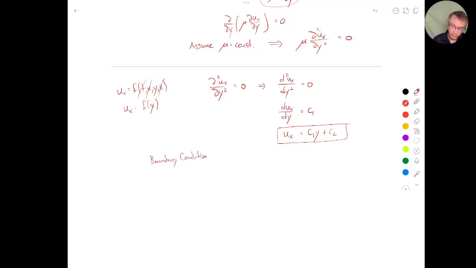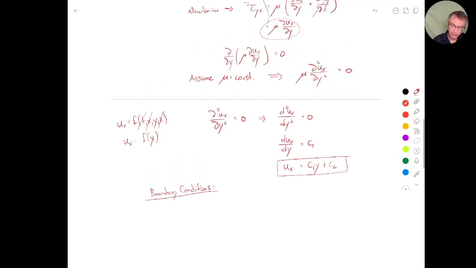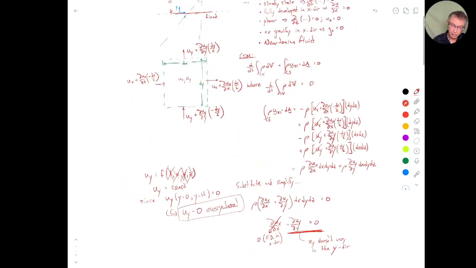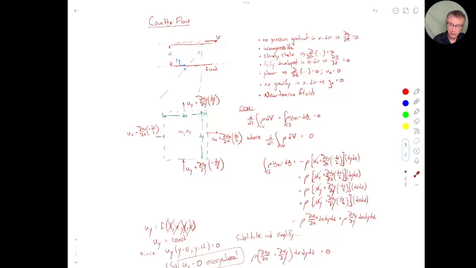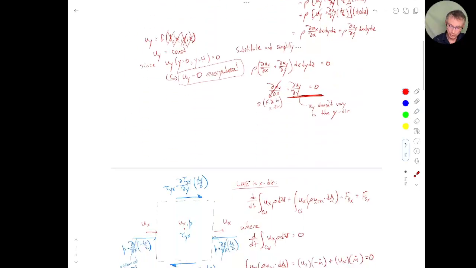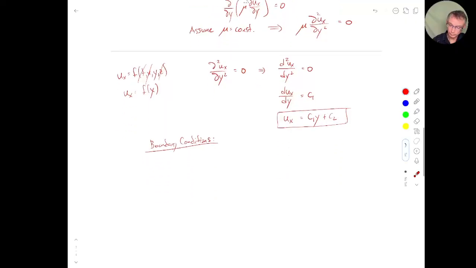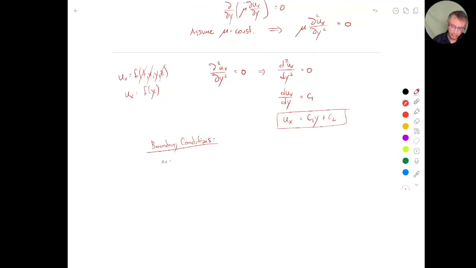So our boundary conditions here will be, let me go back up to the picture. There'll be the no-slip boundary condition at the bottom wall and the no-slip condition at the top wall. So let's go ahead and write those down. I like to write boundary conditions in words first and then in mathematics. So at the bottom wall, the ux at y equal to 0 is 0. And what that'll tell you pretty quickly is that C2 comes out to be 0.